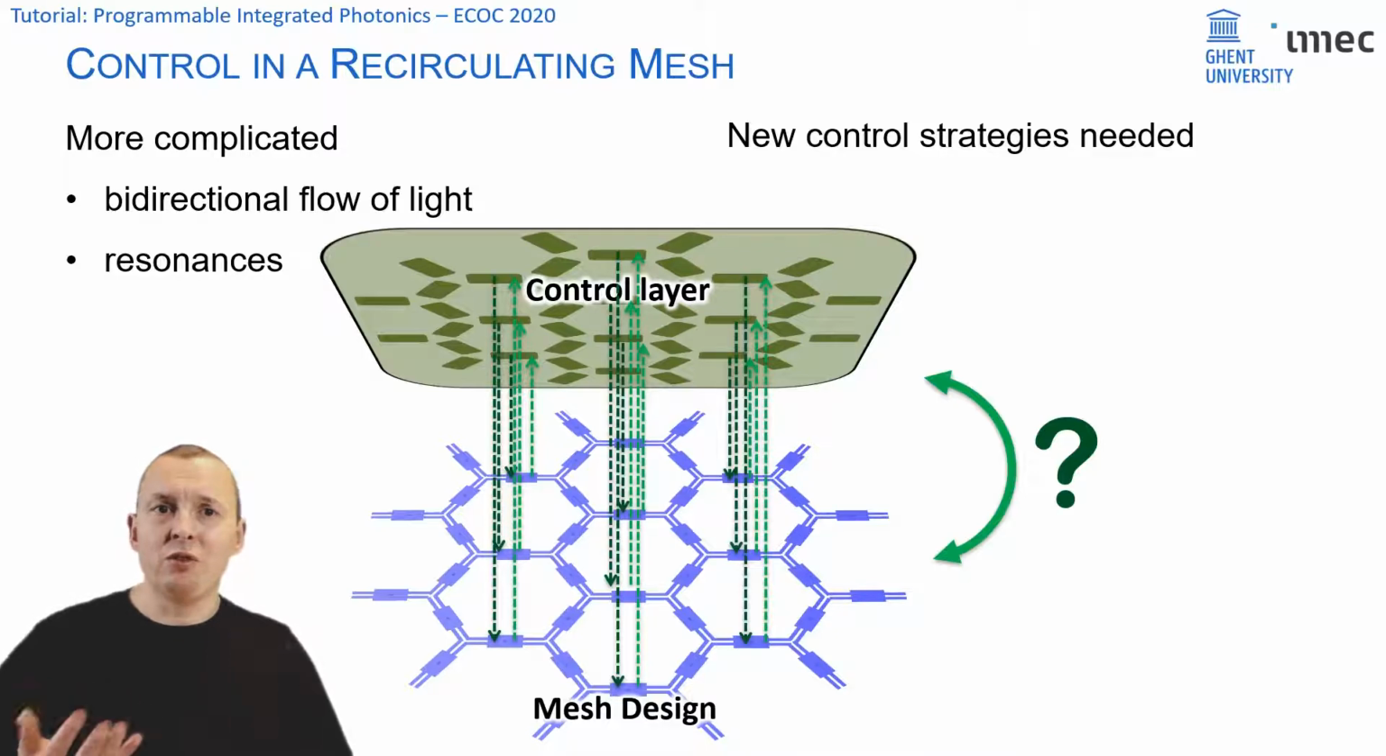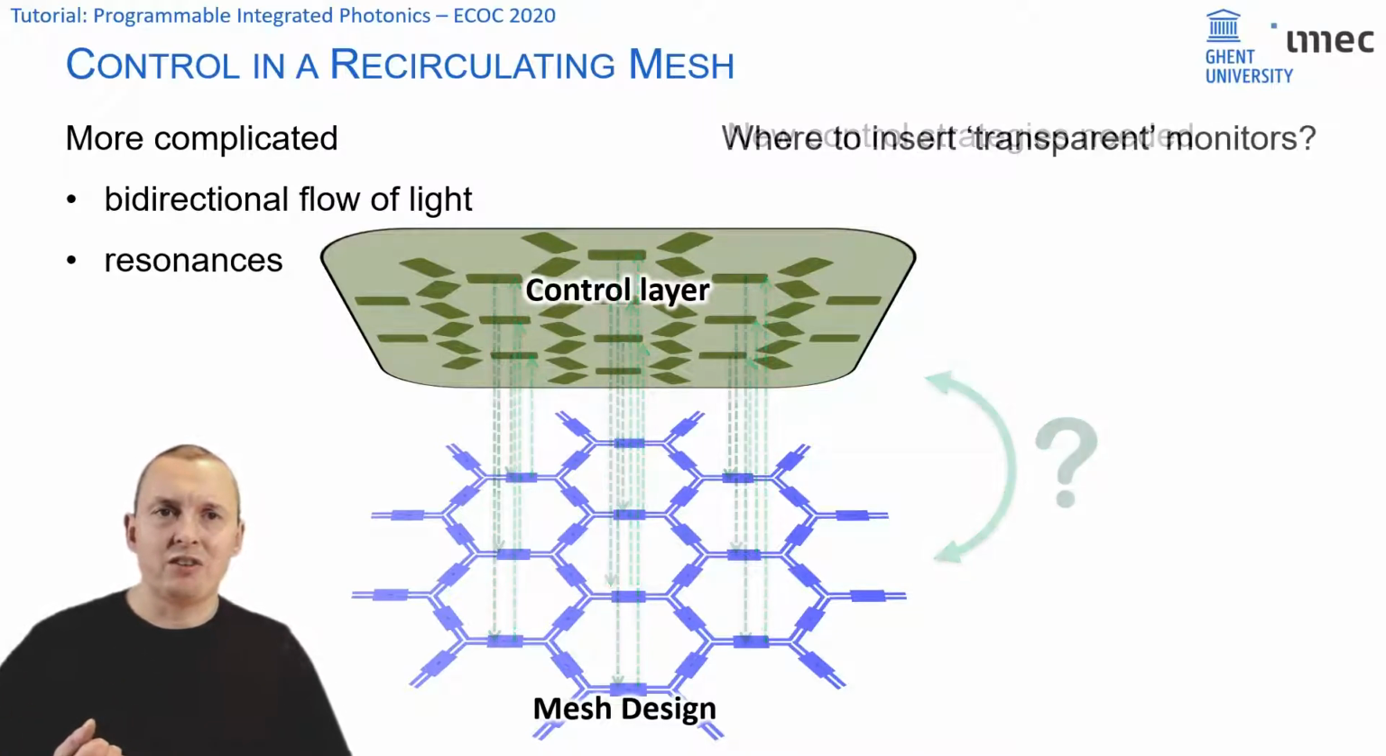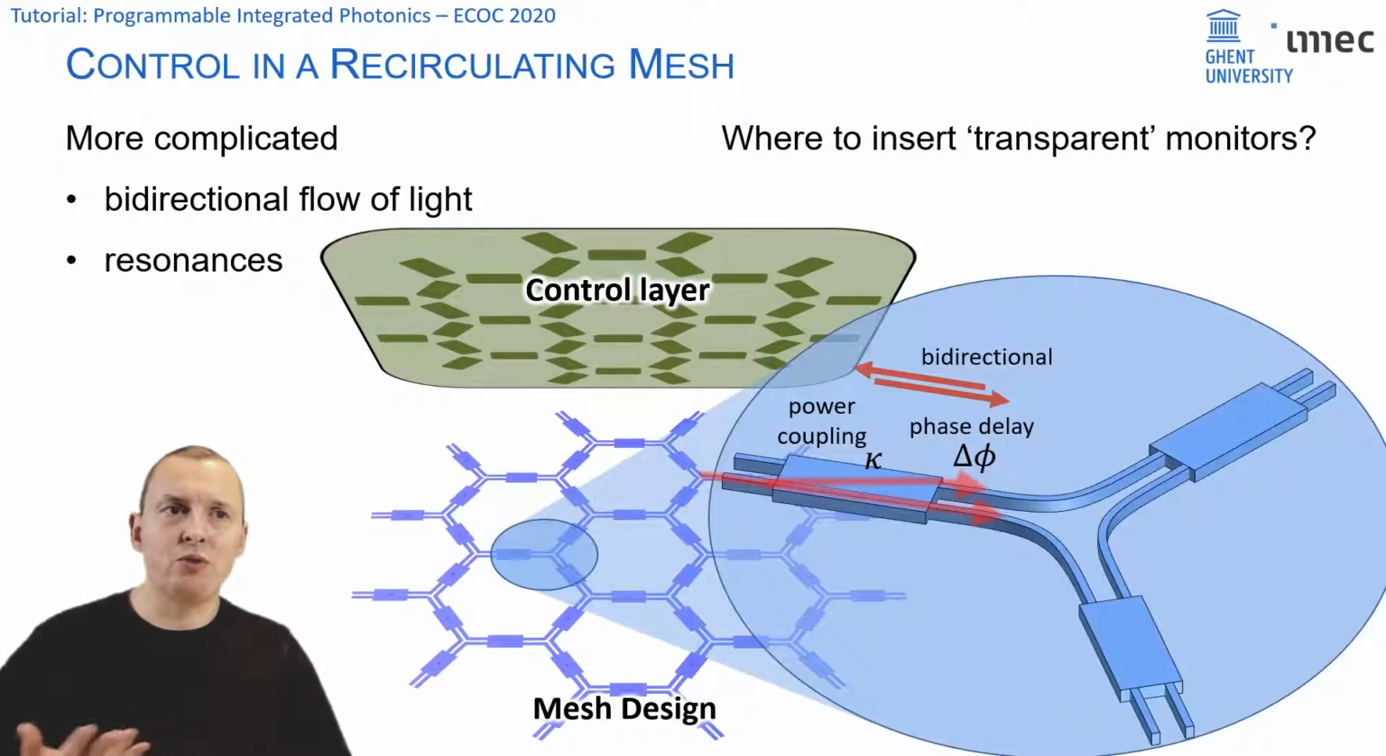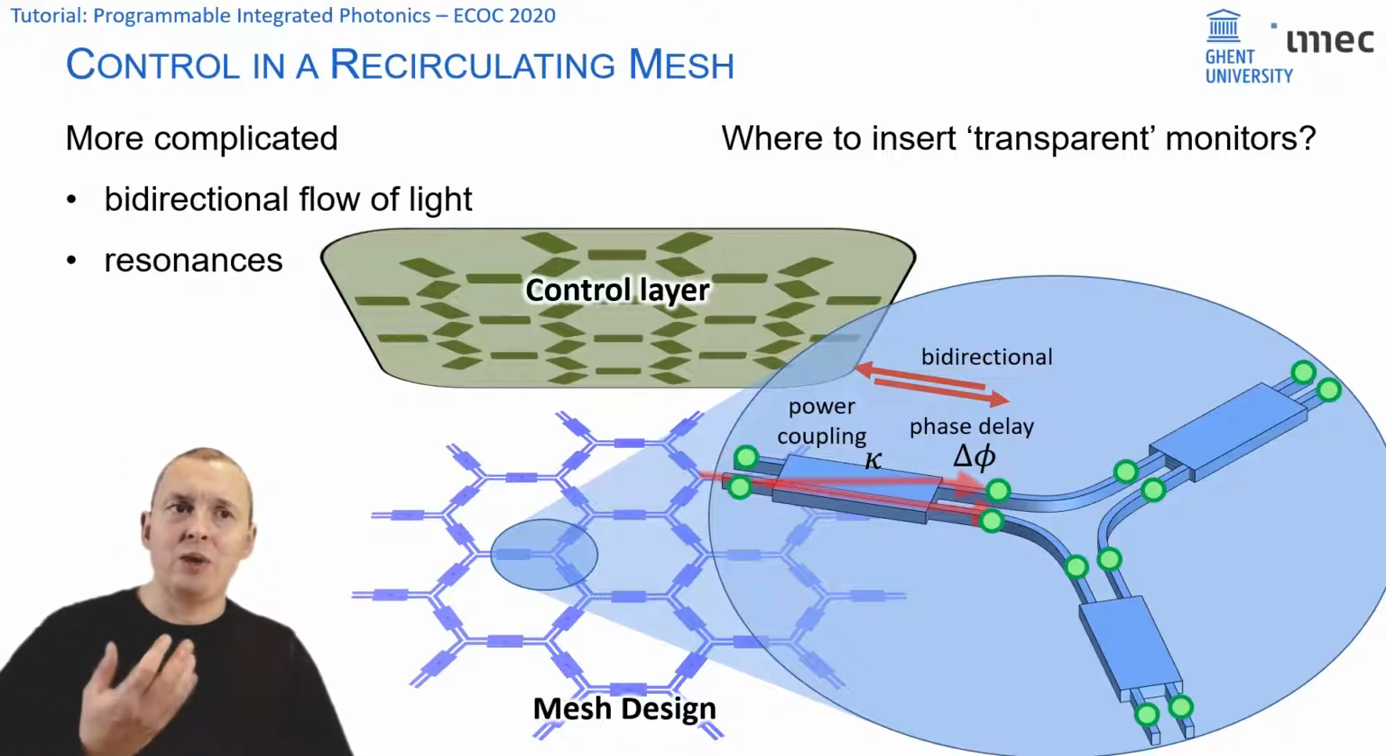Now you do need to couple between your monitors and your actuators, but where would you put your monitors? That's the first question, because now your light can flow in two directions. So you have to monitor the flow in both directions. You have to somehow monitor phase and amplitude. Where do you put your monitors?